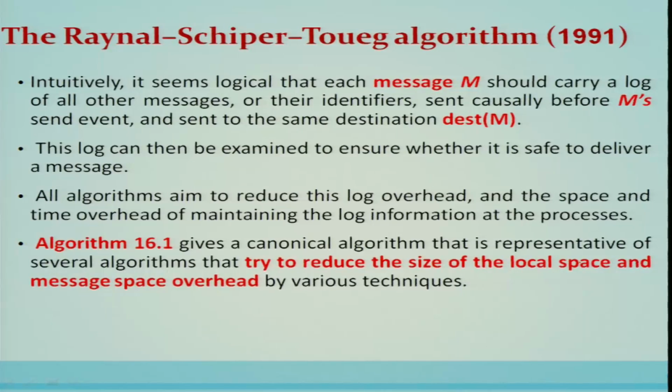Raynal-Schiper-Toueg algorithm, 1991. Let us discuss this algorithm for group communication. Intuitively it seems logical that message M should carry a log of all other messages or their identifiers sent causally before M's send event and sent to the same destination as M. This log can then be examined to ensure whether it is safe to deliver the message. All the algorithms aim to reduce this log overhead and the space and time overhead of maintaining log information at the processes.